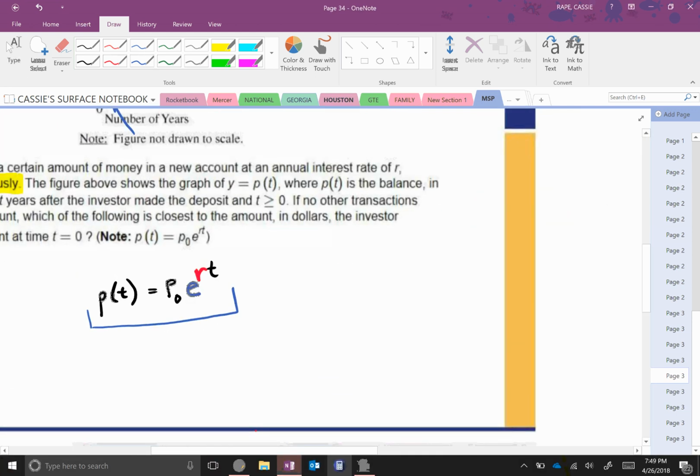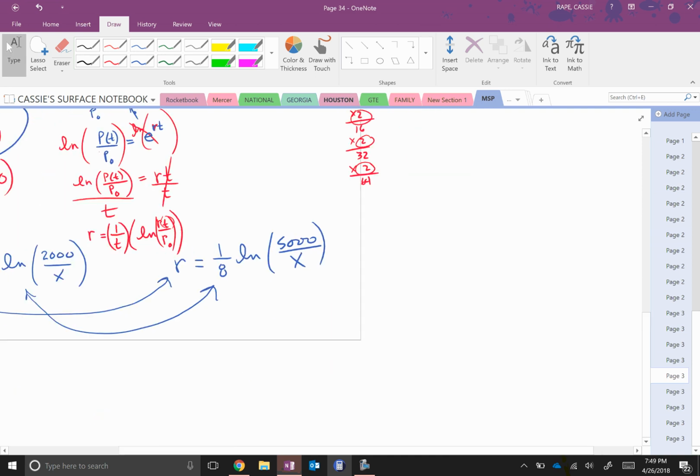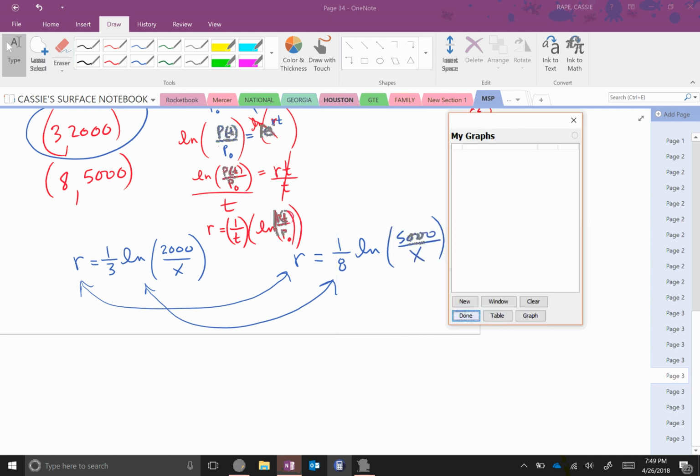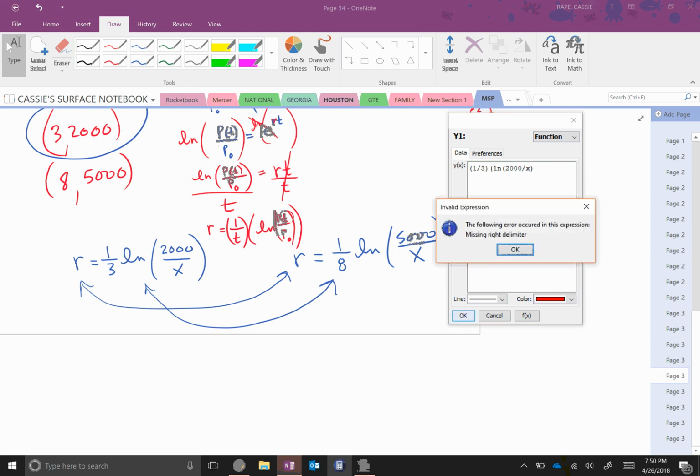So one of my equations, I'm going to say that y of x equals, open parenthesis, 1/3 times the natural log of 2,000 divided by x. Okay, so that's my red equation. You'll notice it says missing right delimiter. Do you see that I've opened a parenthesis for natural log, opened what was inside natural log, forgot to close it? So that means that I just need to put in another parenthesis right there.